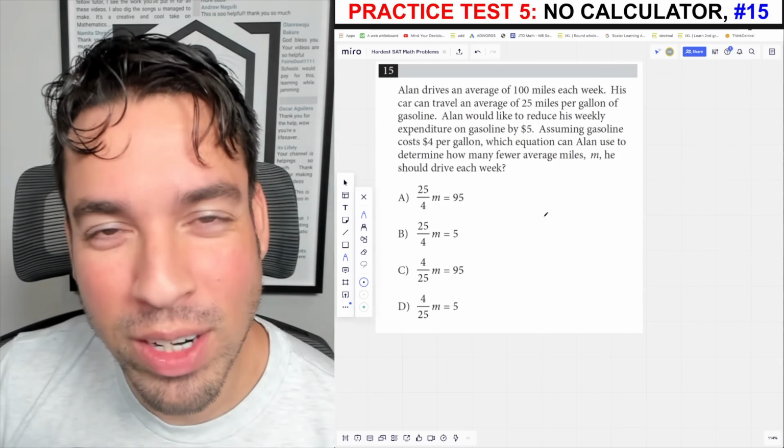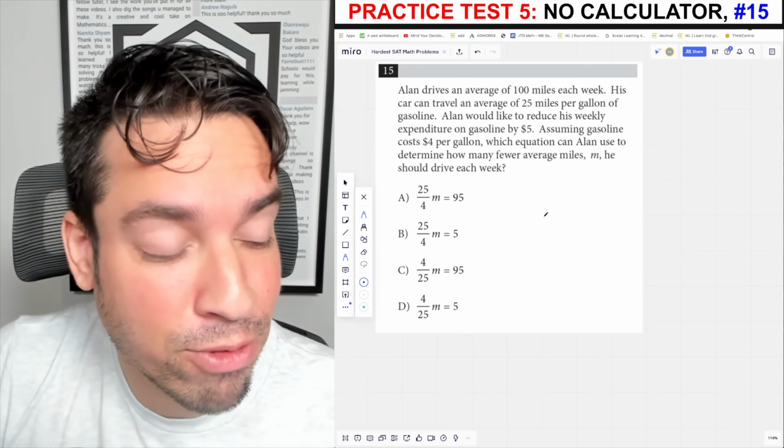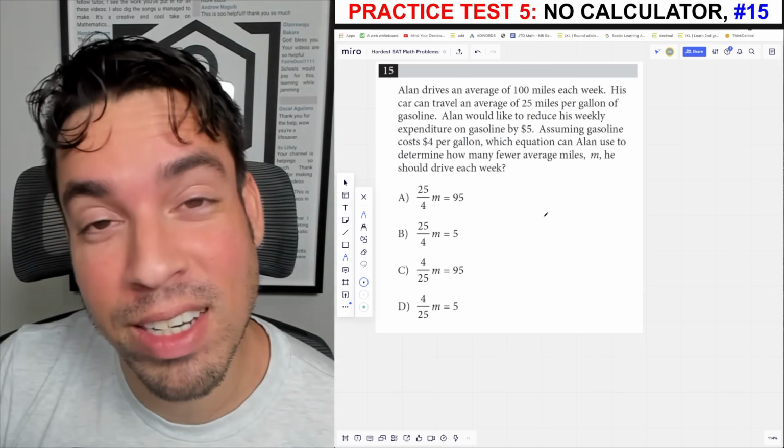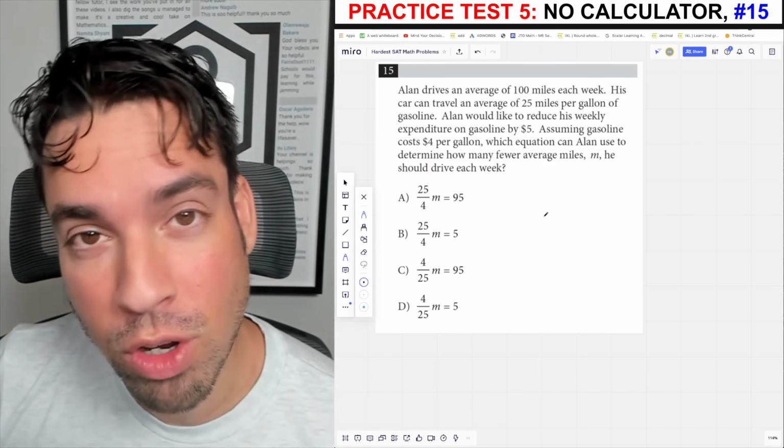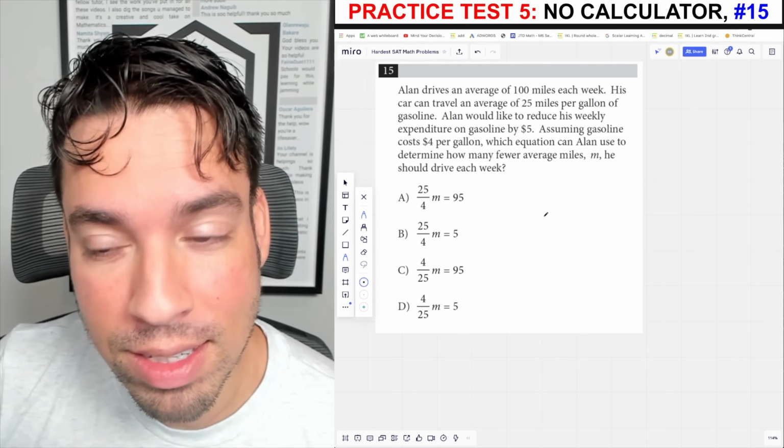This is one of the trickiest problems, in my opinion. It's caused me great difficulty every time I've had to look at it and approach it. So we're going to do it together, and I'm going to show you how I break something like this down.